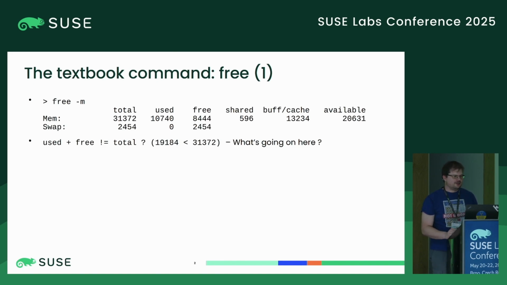And suddenly we find out that if we, for example, try to add used to free, we get a value of like 1900, but the total memory is almost 32 gigabytes. So even that simple comparison doesn't seem to make sense. So used plus free isn't total. So what's going on?